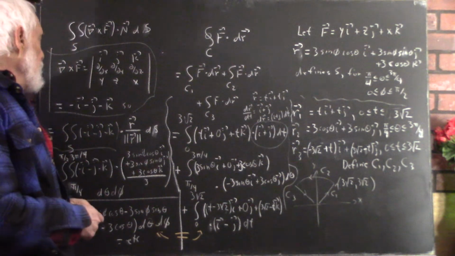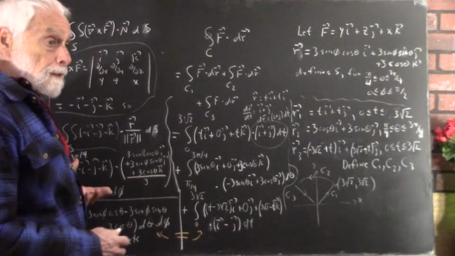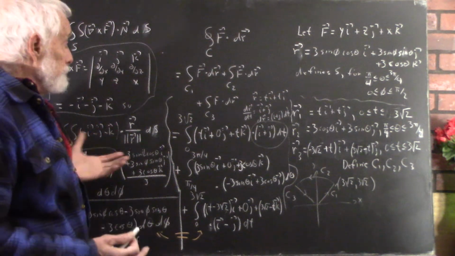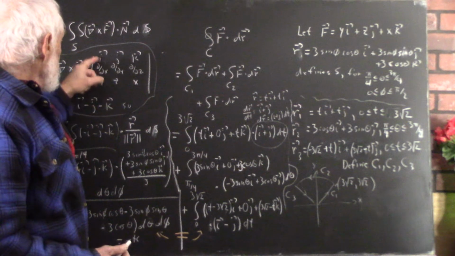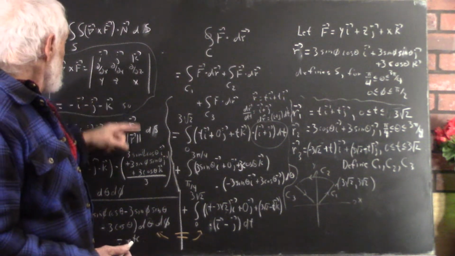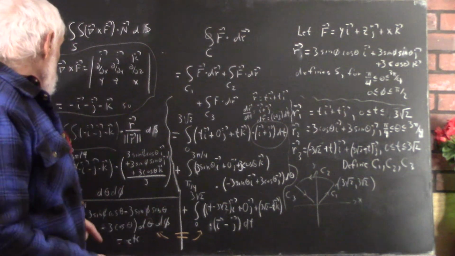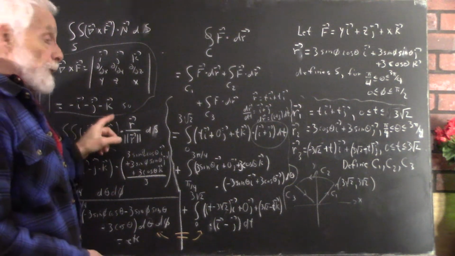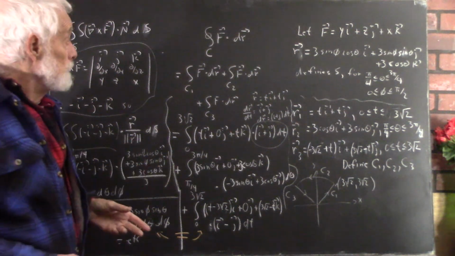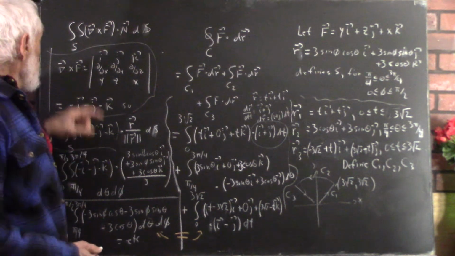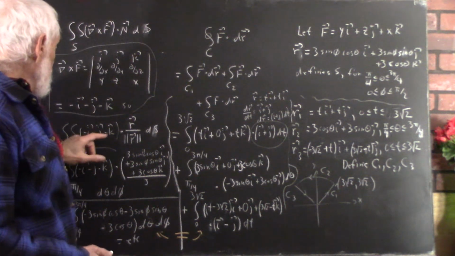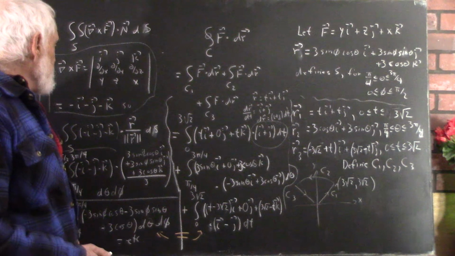Okay. Your del cross F, there's your F. Your del cross F is this determinant. I don't have to read it to you. Comes out negative i minus j minus k. And that's all there is to it. So the del cross F is negative i minus j minus k.